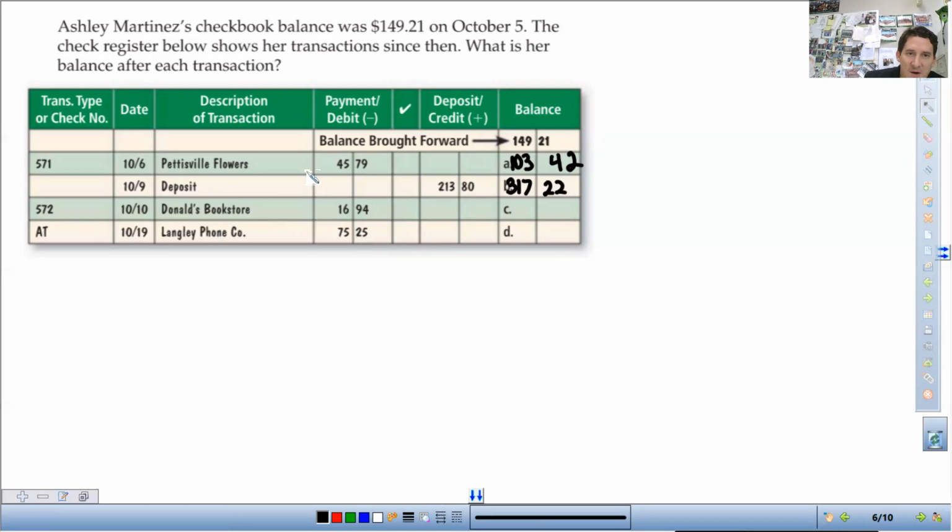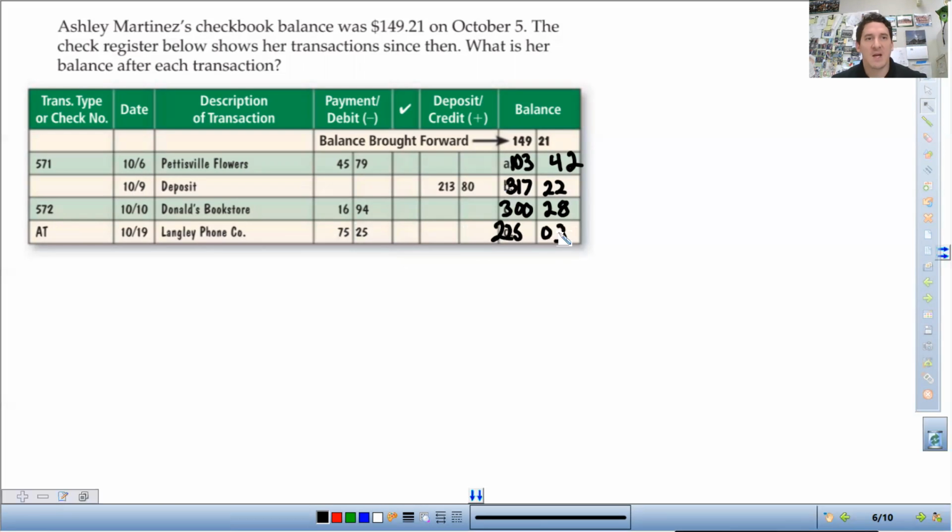And then another payment to Donald's Bookstore, so that's going to be minus $16.94. So the new one is $300.28. And then the last one, the Langley Phone Company, that is a minus again, minus $75.25. So that's $225.03.